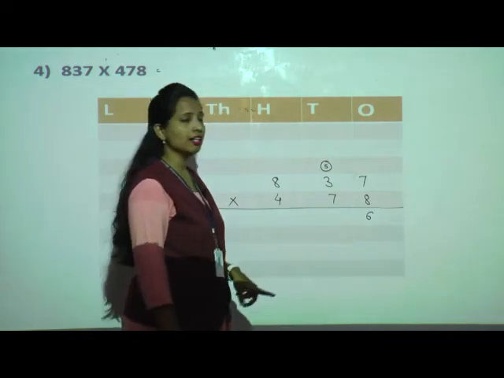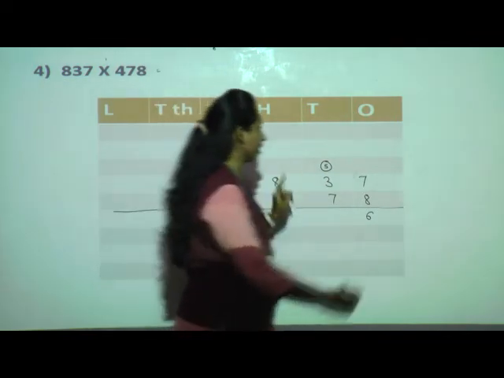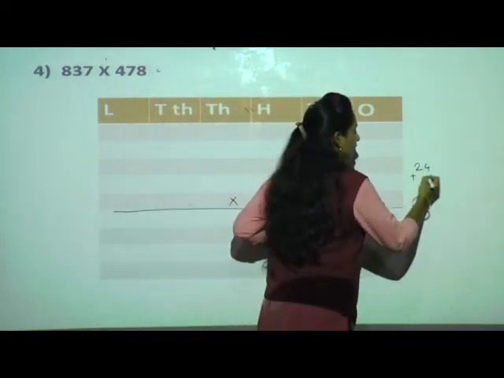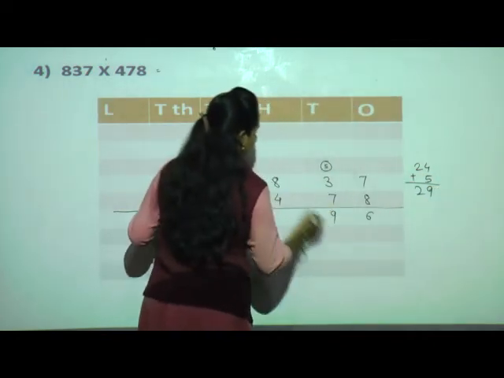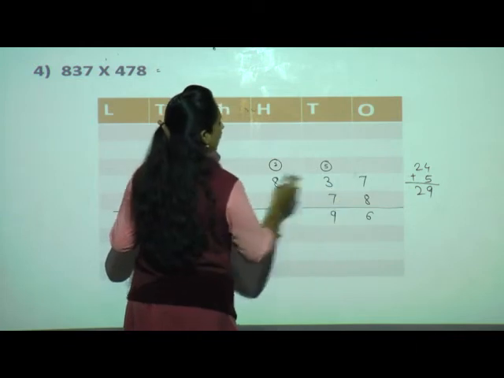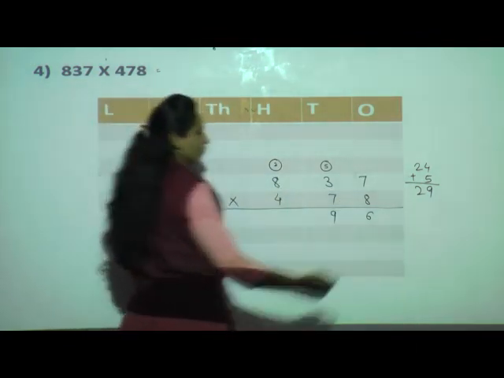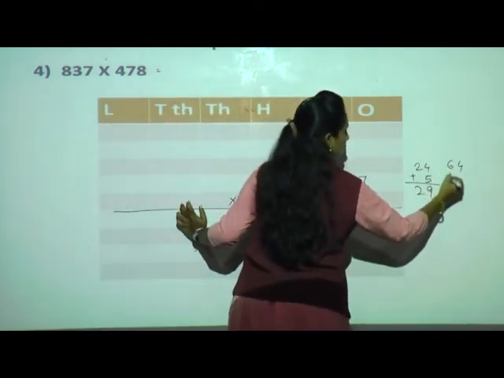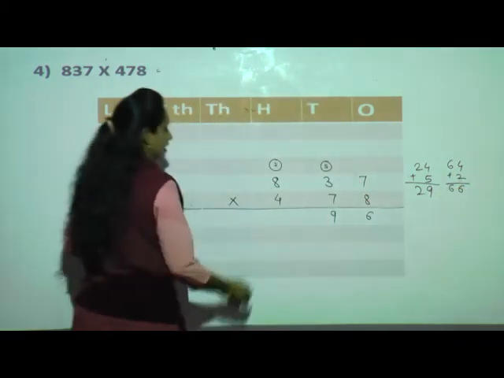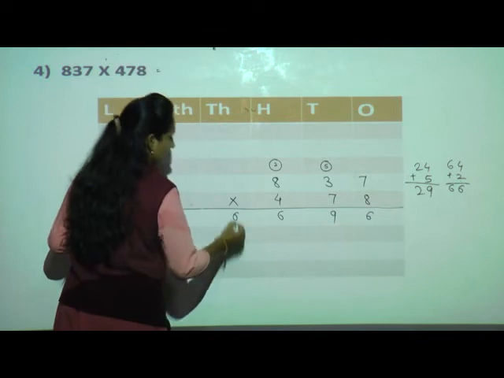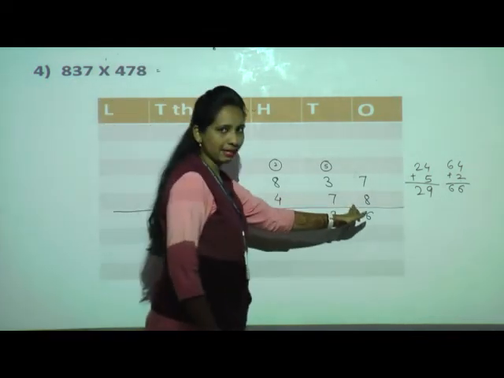Now 8 threes are 24. 24 plus 5, do the addition. 29. So write here 9 and 2 will be carry. 8 eights are 64. 64 plus 2. 4 plus 2 is 6, 6 as it is. 66. Now we have done the ones place multiplication.